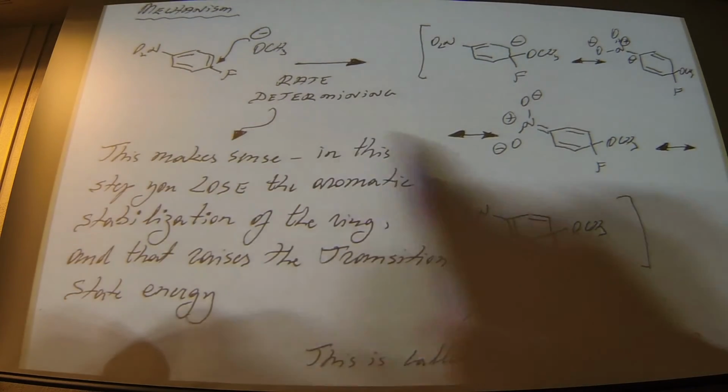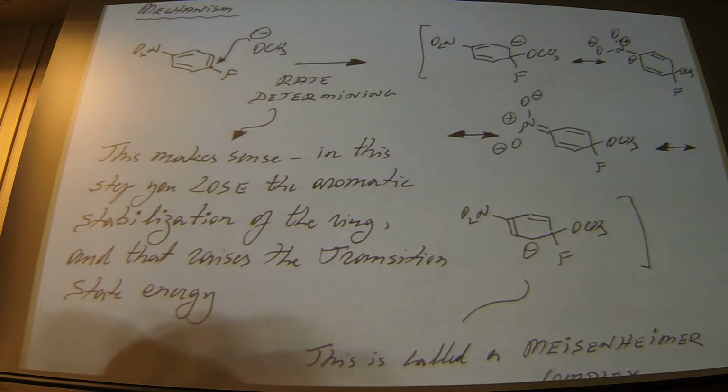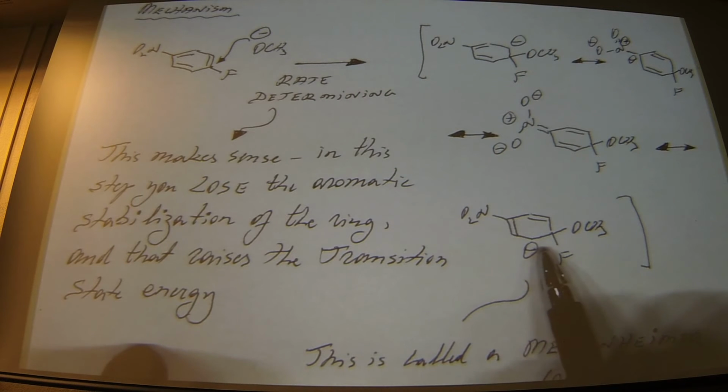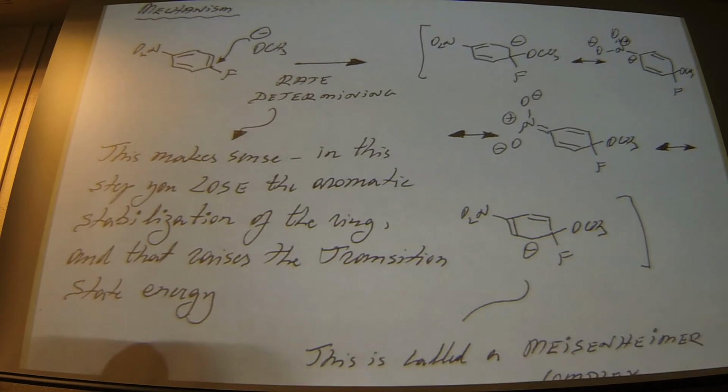Okay, now this is the first step. What is the second step? Well, the second step is the step in which I spit out F minus from this Meisenheimer complex. Now that turns out to be a fast step. The second step is faster than the first.